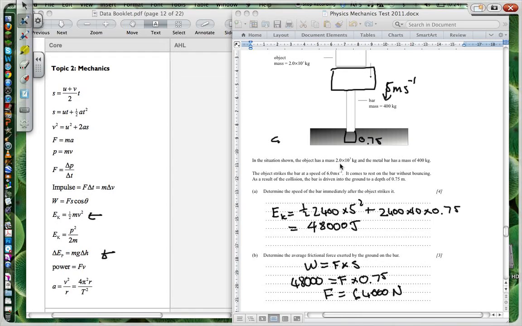So that would be another way of doing it. Looking at our decimal places, here we've got 2 decimal places. Here I've got 1. Here I've got 2. Here I've got 2. I reckon 2 will probably be okay for that. 64,000 will be okay.